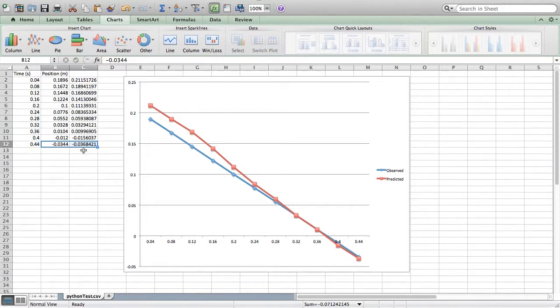Some possible discrepancies for that is the amount of data points I have. I only have 10 data points. It's possible that if I had more data points, the prediction would be a little bit more accurate. I also have my delta t. If my delta t was a little bit smaller, again, it'd be a little bit more accurate. That's it. Thank you.